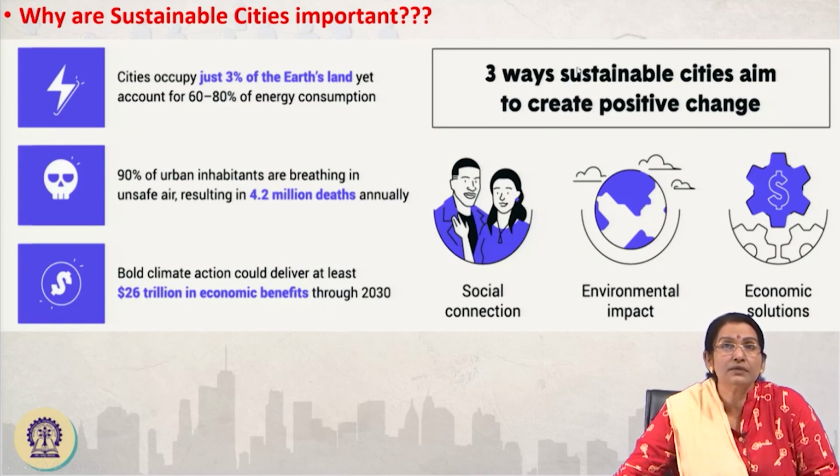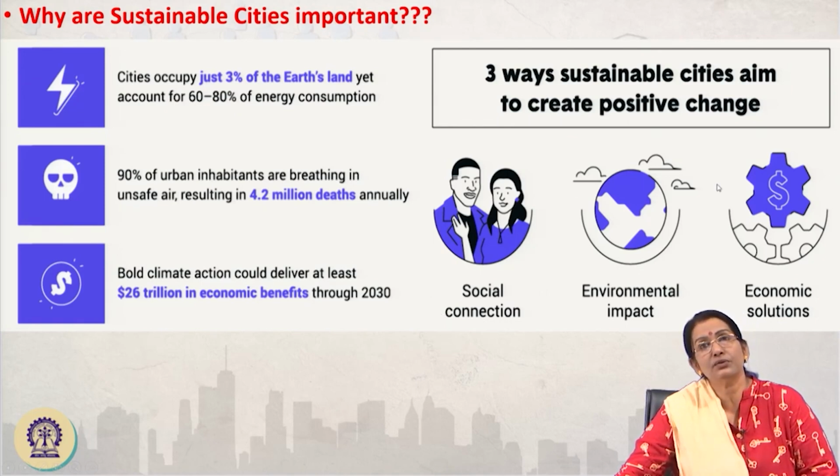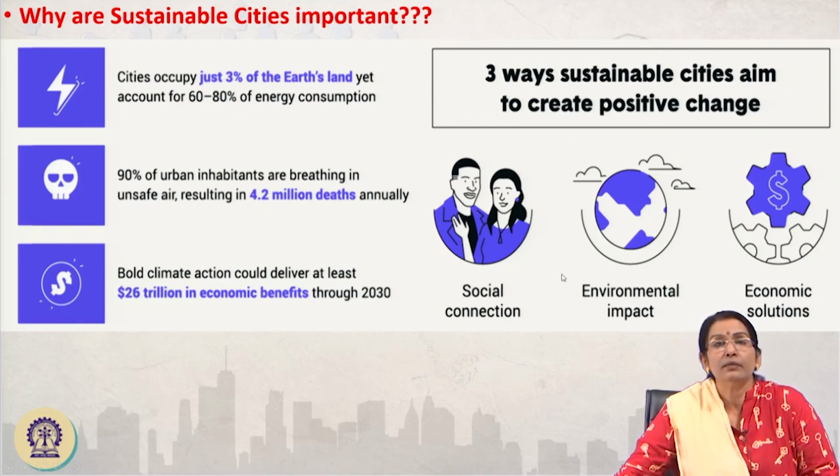So, there are three ways sustainable cities aim to create positive change. Social connectedness, inclusive society, togetherness, and collective well-being is one aspect. Environmental impact, not just conservation of resources but environmental sustainability, protecting the ecosystem, and neutralizing or reversing the climate change impact, minimizing carbon, etc. And economic solutions, not just in terms of growth and higher GDP, but job opportunities, more green jobs. So, these are the three main ways sustainable cities can focus and be developed.